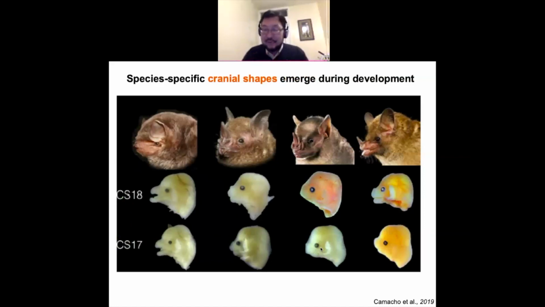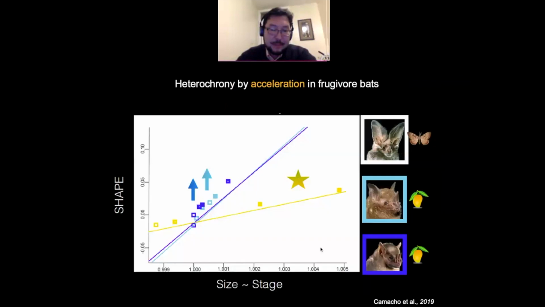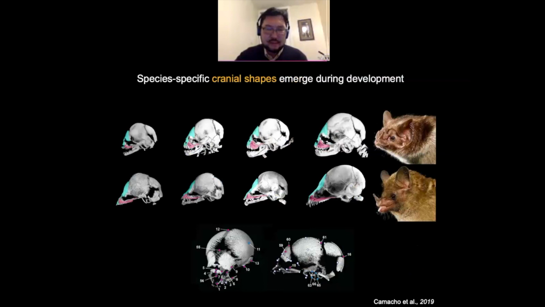So next we wanted, as developmental biologists, to try to explain this from the cellular and molecular perspective. What we did was collect embryos of several different species of phyllostomid bats, which represented different shapes. We collected a number of embryos from different stages for each species, and we looked at embryonic skulls and juvenile skulls. We put the same landmarks on the skulls as in the adults to understand how the skulls essentially acquire their shape during development.